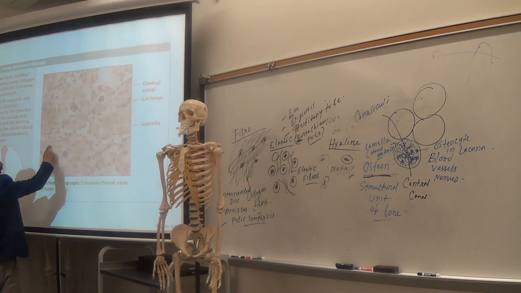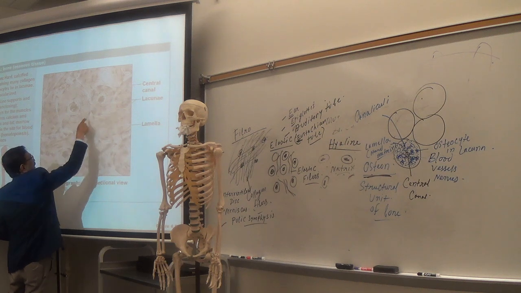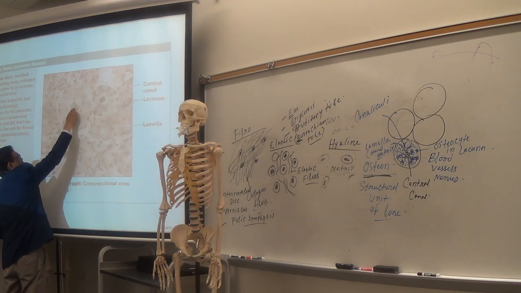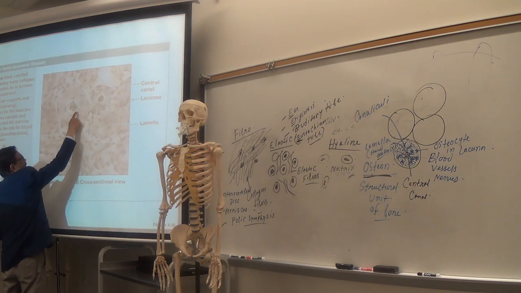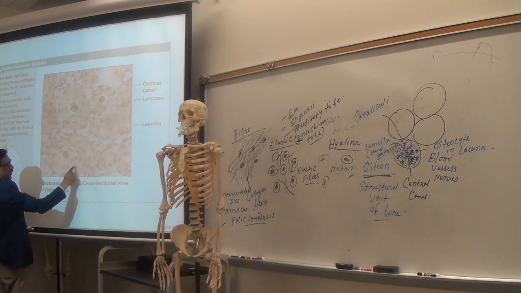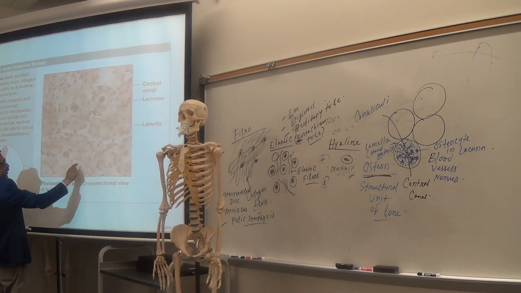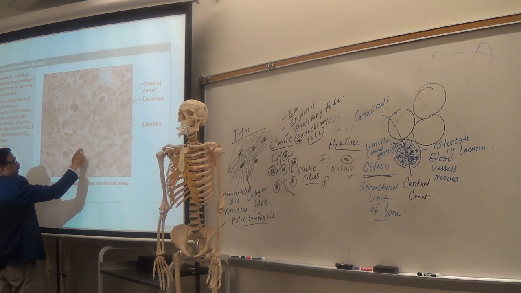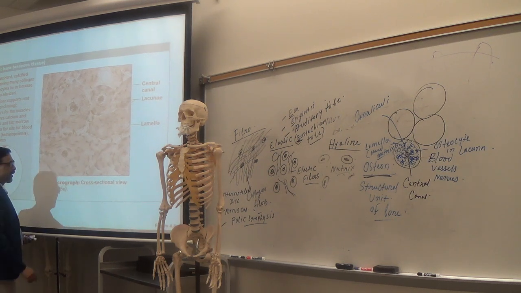Let's see here. This is one osteon, this is another osteon, this is another osteon. This is the central canal, which contains the blood vessels and nerves. These are the osteocytes. You see the dark cells, these are osteocytes. They are actually located inside the lacunae. It's not very clear in this picture. And then you see the fine thread-like channels. These are called canaliculi.